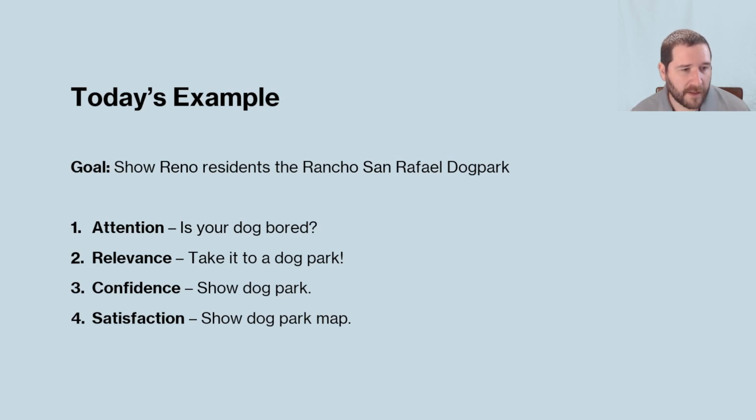And we're just following our ARCS model here in our outline. We're going to gain the user's attention by asking them if their dog is bored, showing them a little video of a dog. We're going to add relevance to the topic by telling them, we'll take your dog to the dog park. We're going to build confidence in our learners by showing them what the dog park looks like. And then enhance satisfaction by showing them on a map of how to get there.